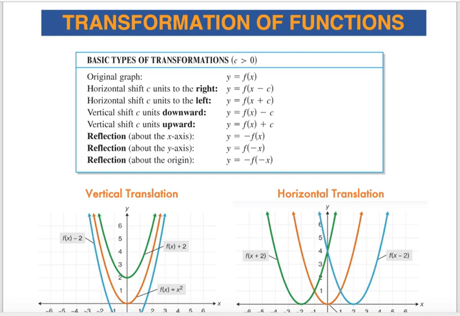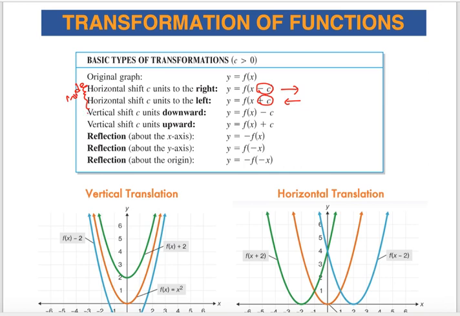Let's just remember them. If the original function is f of x, horizontal shift, and c is a positive number, let's suppose, horizontal shift c units to the right means f of x minus c. Horizontal shift c units to the left means f of x plus c. So going to the right, we will subtract c inside the function. Going to the left, we will add c inside the function. The horizontal shift changes the inside.